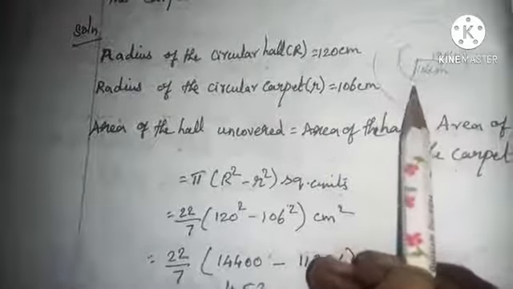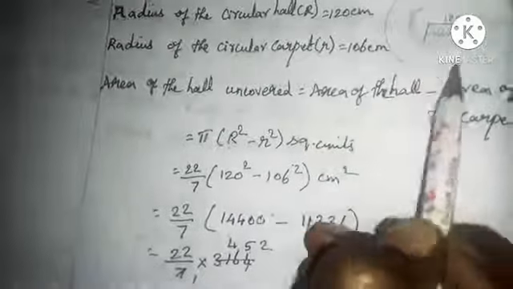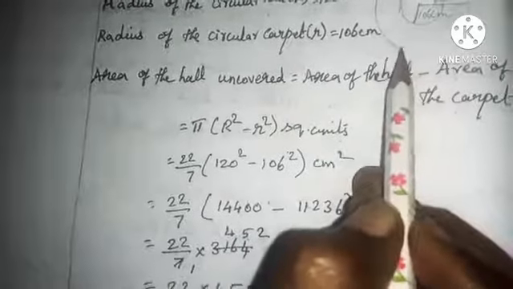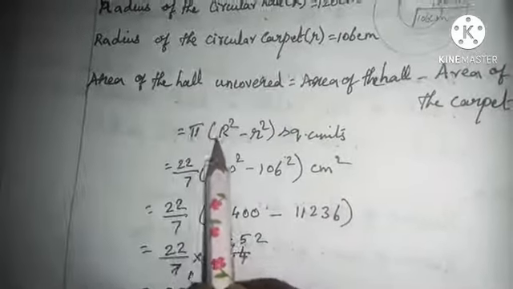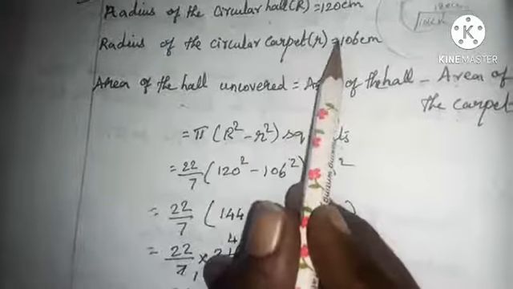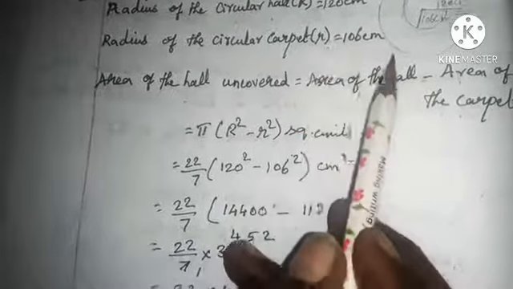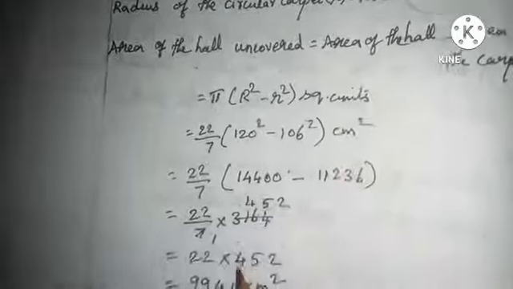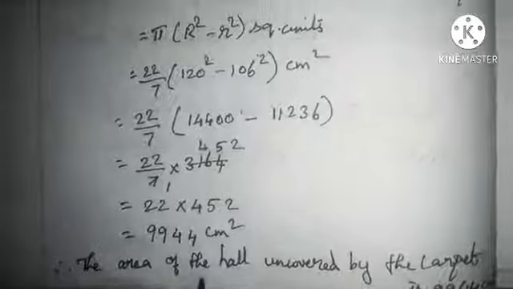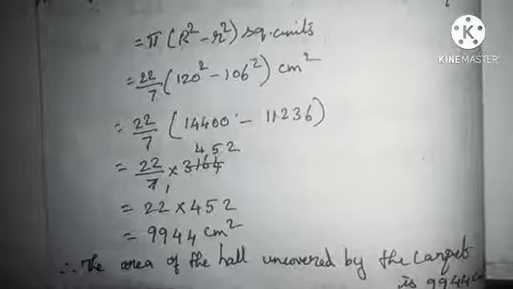You have to find the area of the hall uncovered by the carpet. Here also, the area of the hall uncovered is equal to the area of the hall minus the area of the carpet. Both are circular in shape, therefore pi into capital R square minus small r square. Here the capital R is 120 centimeter and the small r is 106 centimeter. Substituting, we get the answer as 9944 centimeter square. Therefore, the area of the hall uncovered by the carpet is 9944 centimeter square.